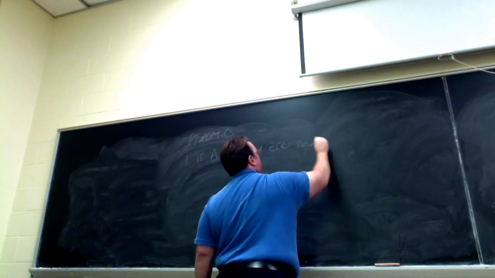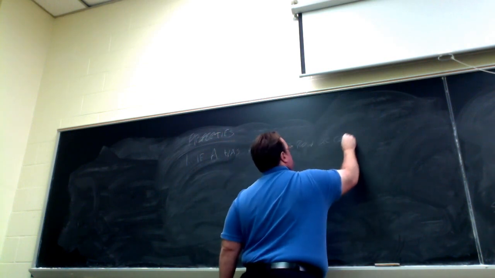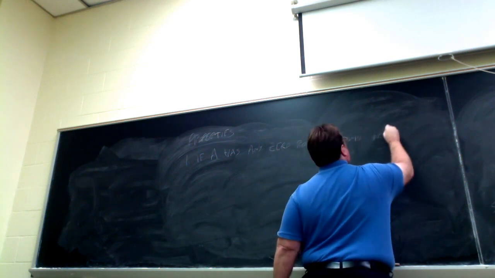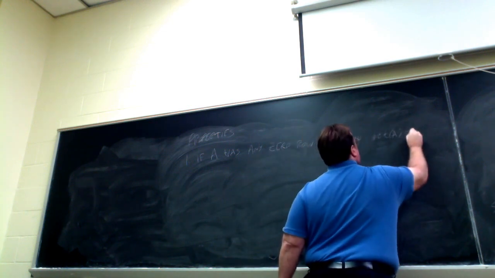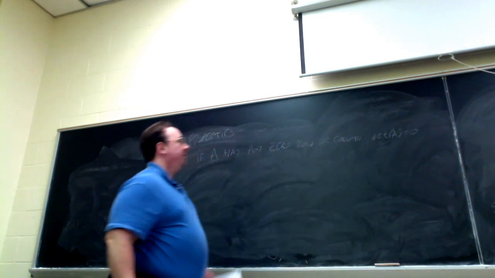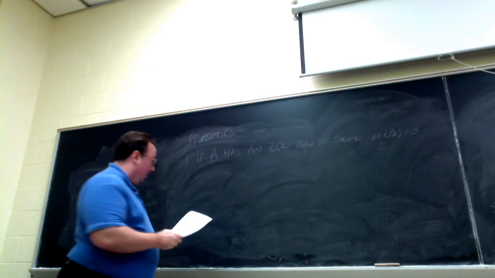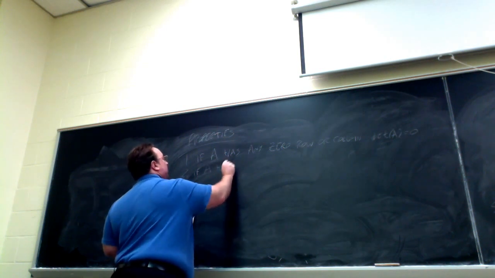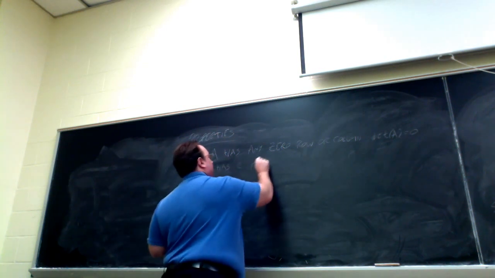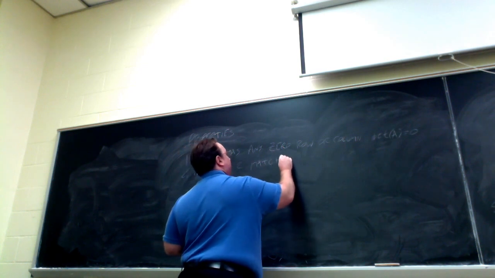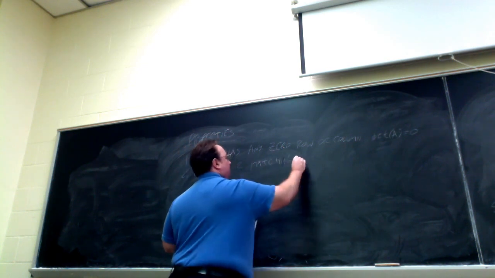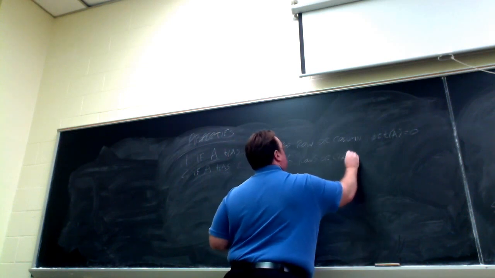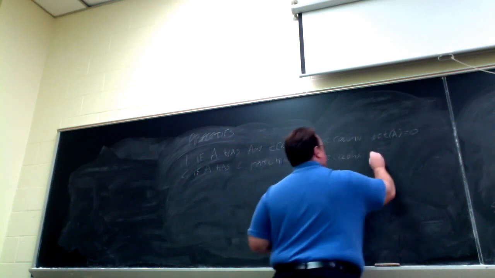If any row or column is all zeros, then the determinant is 0. Okay. If A has any two rows or columns that are equal to one another, then again the determinant is 0.